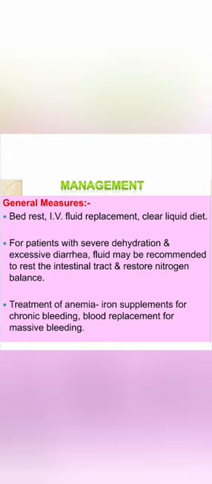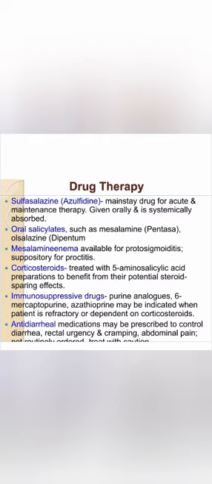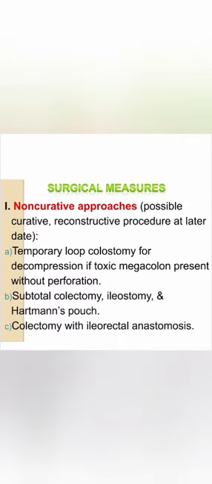And next, management. Complete bed rest, IV fluid replacement, and a clear liquid diet for patients with severe dehydration and excessive diarrhea. Fluid may be recommended, rest of the intestinal tract, restoring the nitrogen balance, and treatment of anemia with iron supplementation, chronic bleeding, and replacement for massive bleeding. And then next, drug therapy: sulfasalazine and oral salicylate. These are the medications. And the surgical measures: non-curative approaches, temporary loop colostomy for decompression, and when toxic megacolon is present, subtotal colectomy.